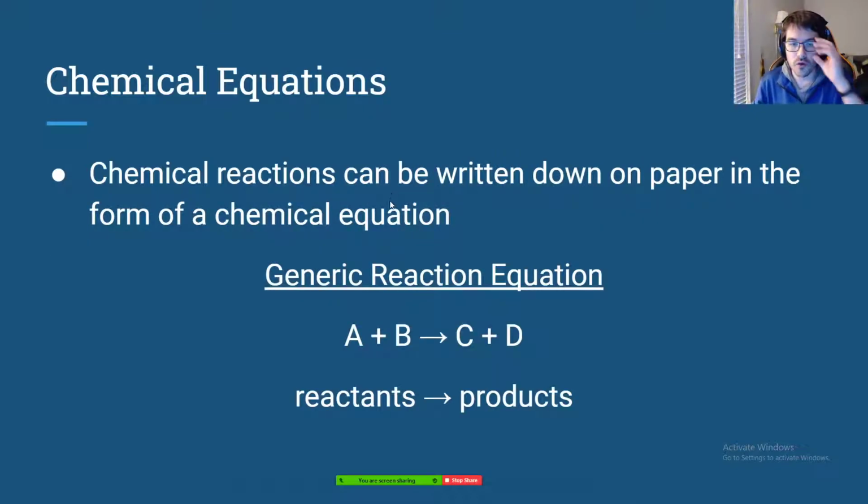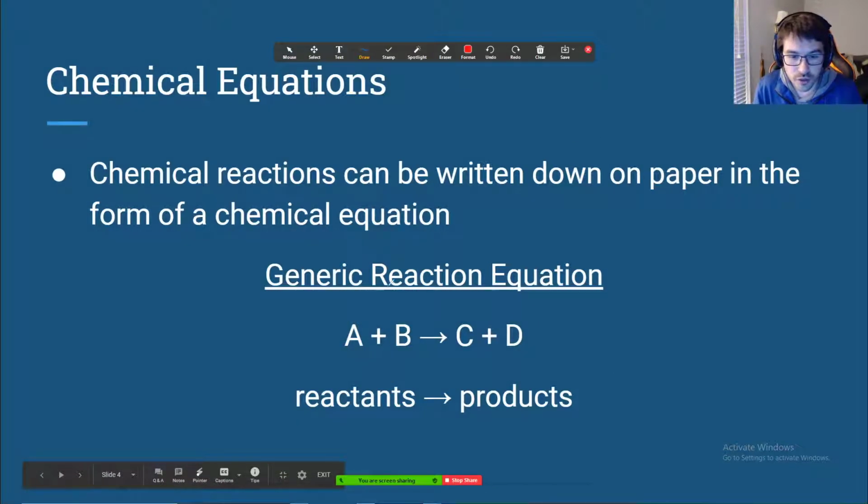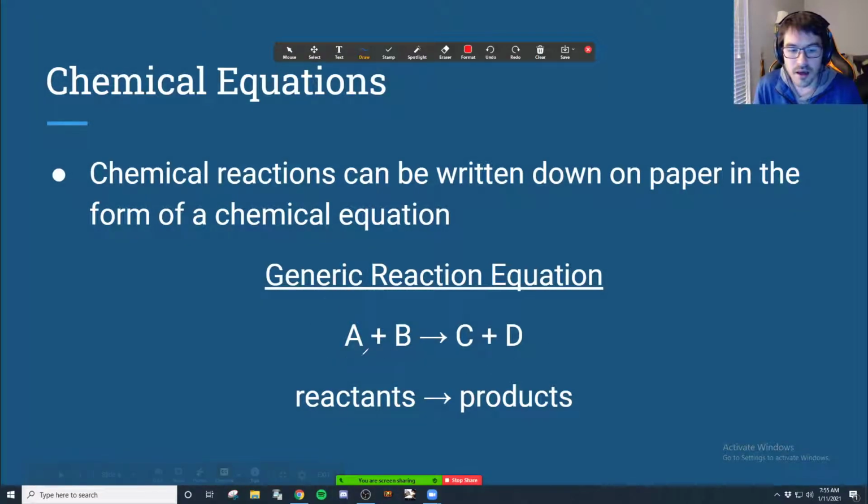Chemical reactions are represented or written down on paper in the form of what is called a chemical equation, okay? So a chemical equation looks something like this. These are just placeholders, okay? But on the left-hand side, you're going to have what are called your reactants. This is what you're starting with, okay? So your like original ingredients, okay?